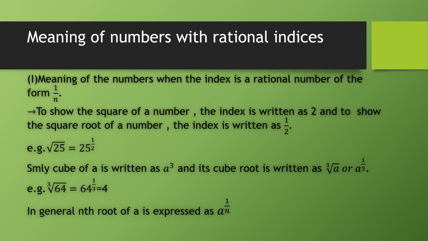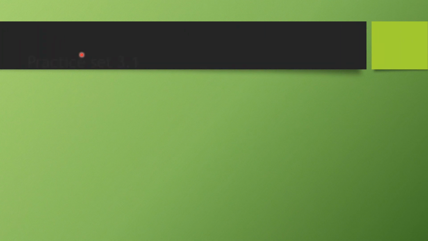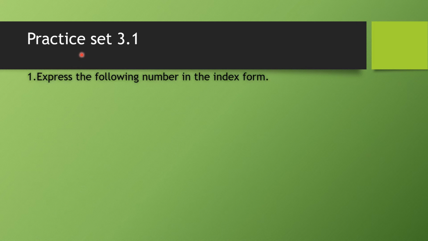Now we are going to solve practice set 3.1. The first question in this practice set is: express the following numbers in the index form. These numbers are given in the form nth root of a, and you have to write them in the index form. First example, fifth root of 13. It can be written as 13 raised to 1 upon 5. Or you can draw the radical sign, write 5 in it, and it is fifth root of 13.